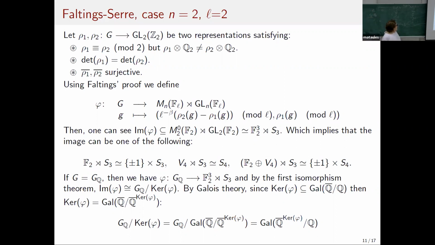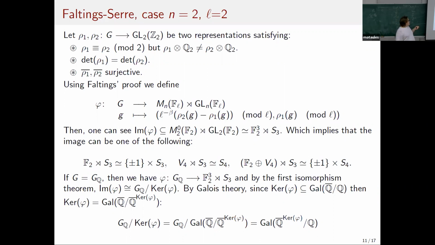Okay. So actually, there are two more conditions that you ask of these representations. The first one is that the determinants are equal, and that the two representations modulo L are surjective. Again, not all of the representations will satisfy this, but the ones that do, we can apply this method. And most of the time, if one of these two conditions is not satisfied, then you have a workaround to apply a similar method as this one.